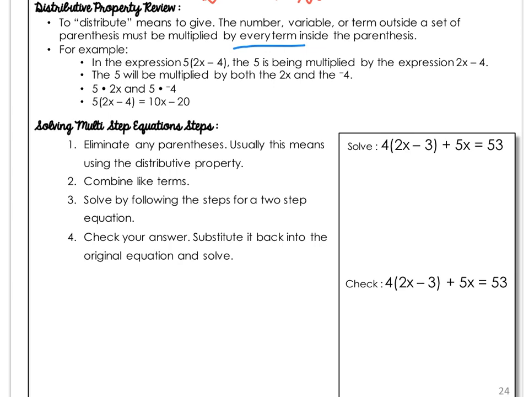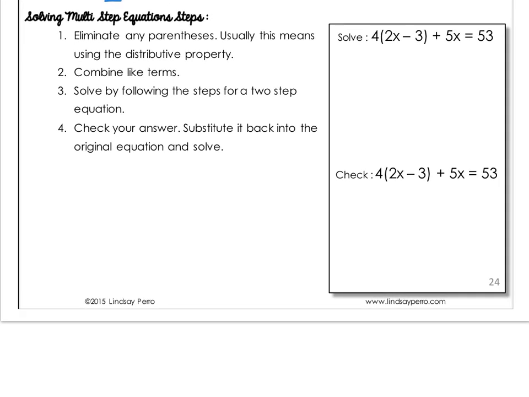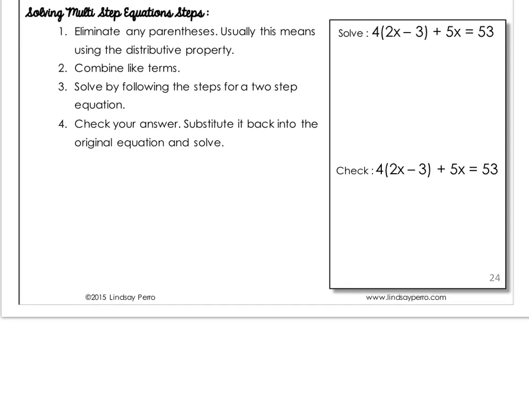So for example, in the expression 5 times 2x minus 4, the 5 is being multiplied by the expression 2x minus 4. So when you distribute it, you're going to take the 5 times the 2x and the 5 times the negative 4. Watch your signs, that's a negative 4. So 5 times 2x would give us 10x, and 5 times negative 4 would give us negative 20. So when we apply this to solving multi-step equations, the first thing you will do is eliminate any parentheses. Usually this means using the distributive property. We do parentheses first because we're following the order of operations, and parentheses comes first.